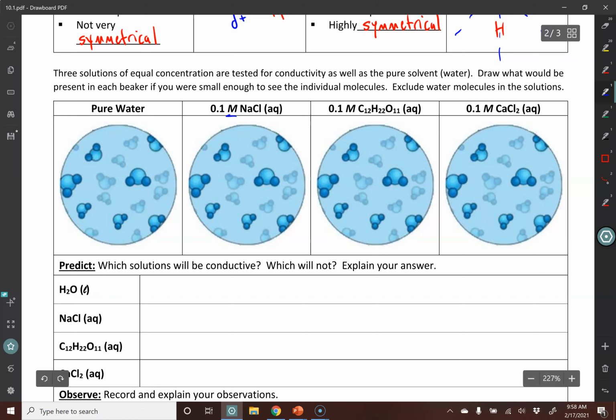Since they're all the same, this stands for molar or molarity, and this is just telling us that we're working with the same concentration in terms of moles of solute per liters of solution of those 3 substances. So what I'd like you to do first is to go through and make a couple predictions based on which solutions will conduct or not, and be able to explain your answer. Then we're going to go back and draw what we think we'd see on a molecular level for these 4, well, I guess 1 substance and 3 solutions.